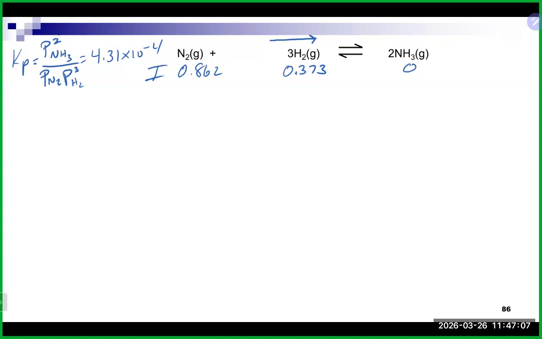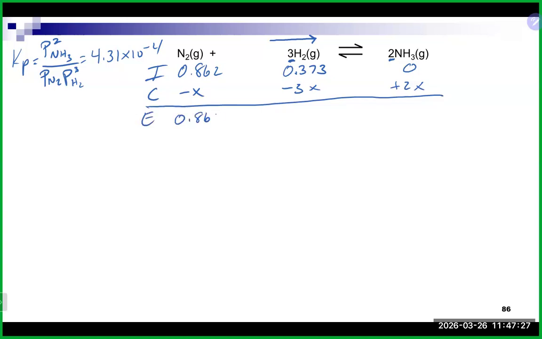That also makes our change part pretty easy to check. The reaction should be heading to the product side since we have no products to begin with. So this is going to be minus x. This is going to be minus 3x because of the coefficient. And on the other side, we're going to go plus 2x. At equilibrium, carrying everybody down, we get 0.862 minus x, 0.373 minus 3x, and 2x. Any questions on the table here?